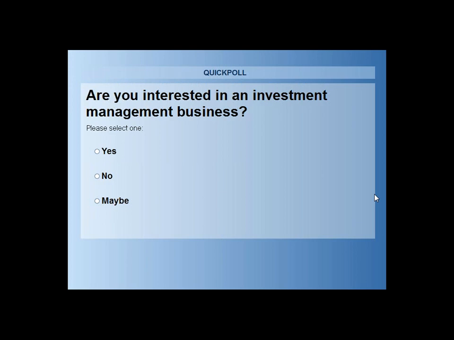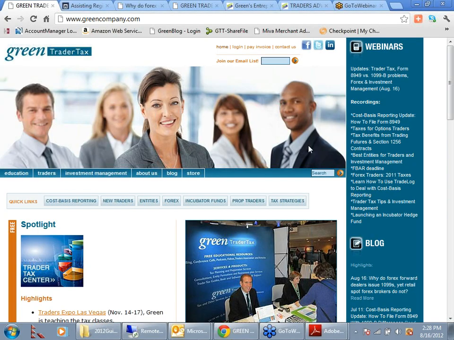We have a great team, a great service lineup for investment management. It's a smaller area for us than trader tax because there's just so many traders, but it's a key area. And a lot of our clients like that we do it because they scale into it later on. Let's close this, show the results.